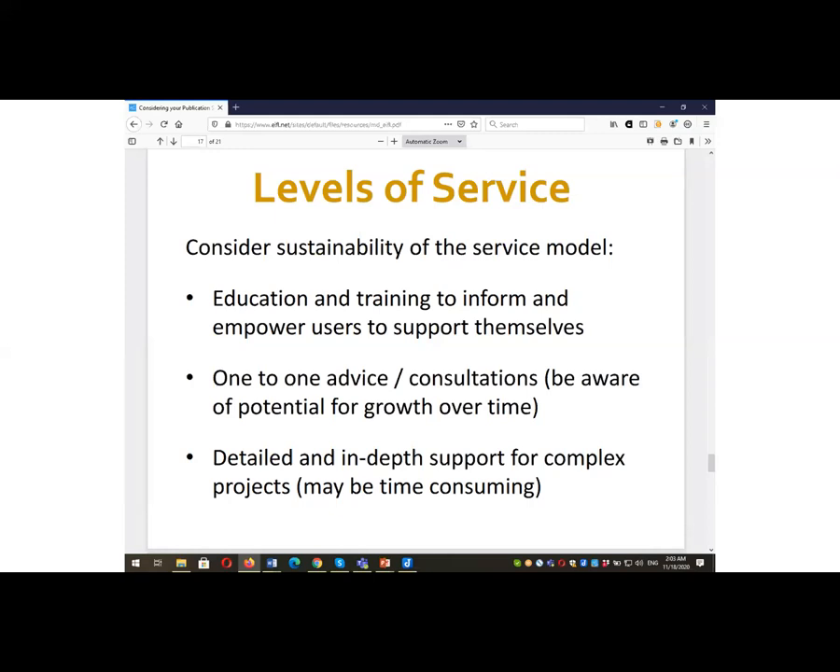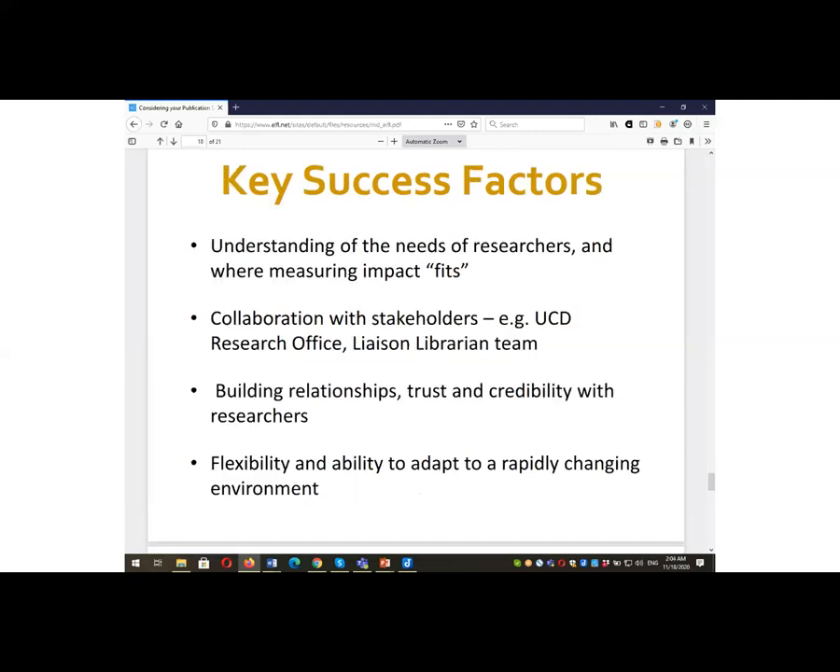And then libraries also offer detailed and in-depth support for complex projects, but that's again time-consuming, and you should decide whether that's something you want to open or you want to offer in your library. But I think at least education and training events should be offered. But I think that's already the case for many of your libraries. Then these were some of the key success factors for UCD.